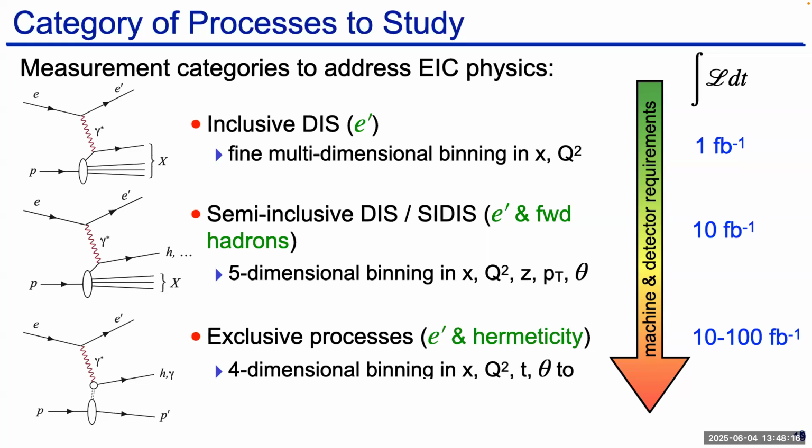Semi-inclusive deep inelastic scattering means that you measure some of the hadrons produced. Here you have 5-dimensional binning. And of course, the crown is exclusive processes where you need to measure everything. So you have to have a hermetic detector. There are not many hermetic detectors in this world. At LHC, none of them is hermetic. They have mostly in the barrel. Now they're adding here and there in the front and in the back, but there's nothing hermetic, and we have to do that. And that is a real challenge.